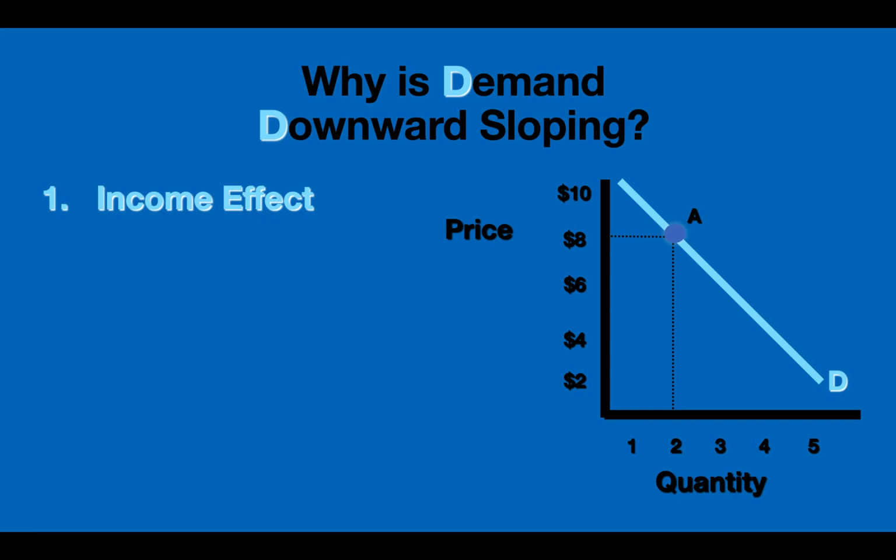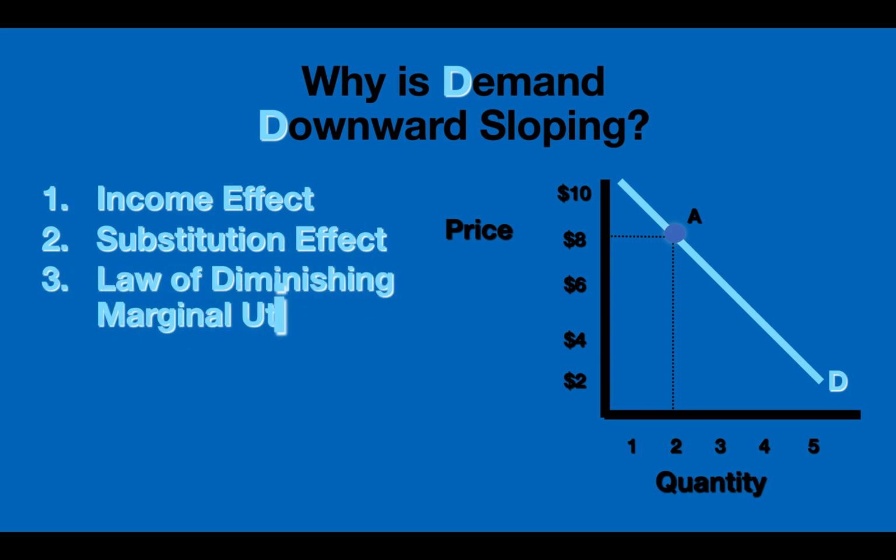First thing is called the income effect. Second one is called the substitution effect. The third one is called the law of diminishing marginal utility.